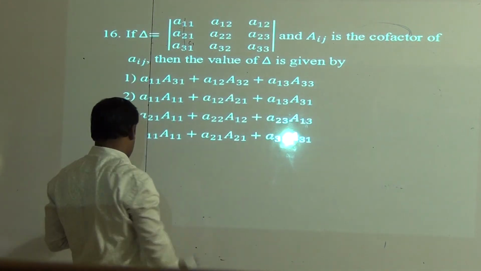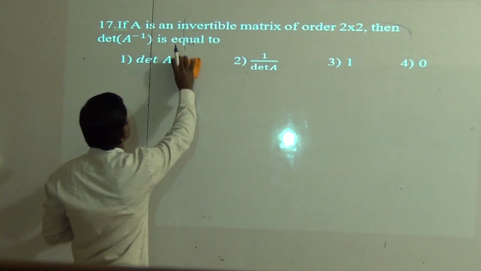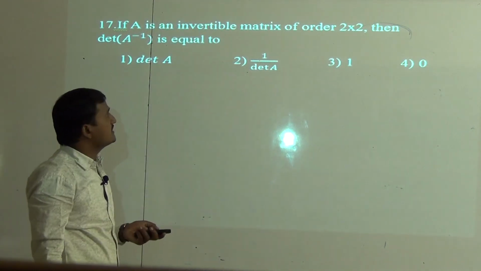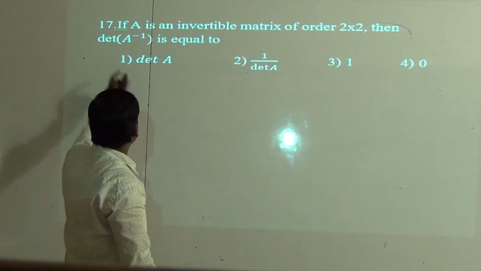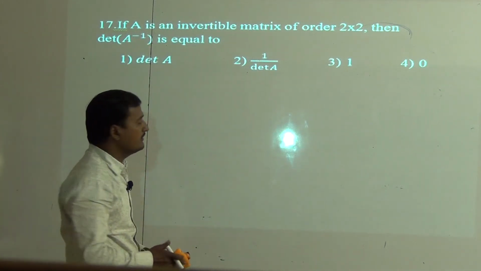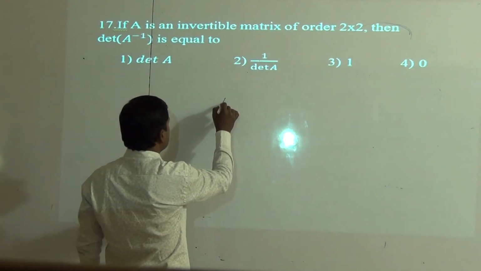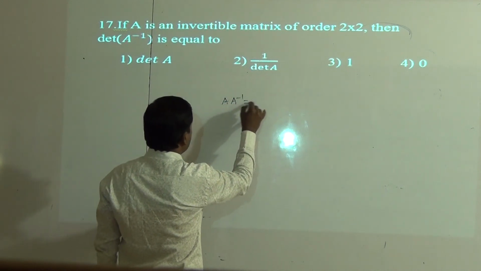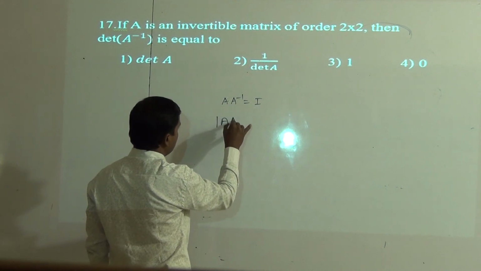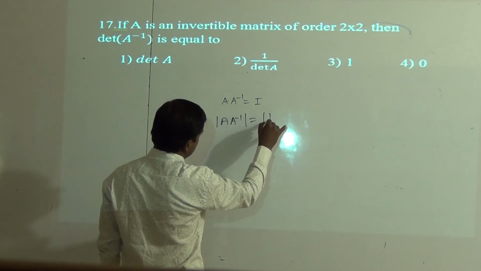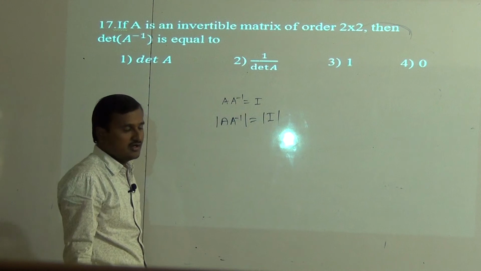Okay. Next question is this one. If A is an invertible matrix of order 2 cross 2, then what is the value of determinant of A inverse? So for this we know that A into A inverse is equal to I. Take determinant on both sides. Determinant of A into A inverse is equal to determinant of I.